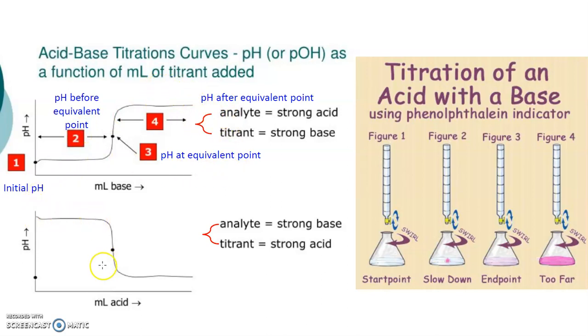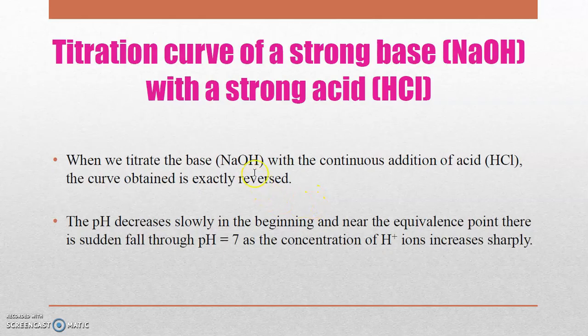For the Z curve, the analyte is a strong base and the titrant is a strong acid. As you can see from this picture, this is the starting point. When you add solution from the burette, at the start you can add quickly, and then add slowly until you reach the endpoint. But if you overshoot it, the color will become darker. This is the titration curve of a strong base versus a strong acid.